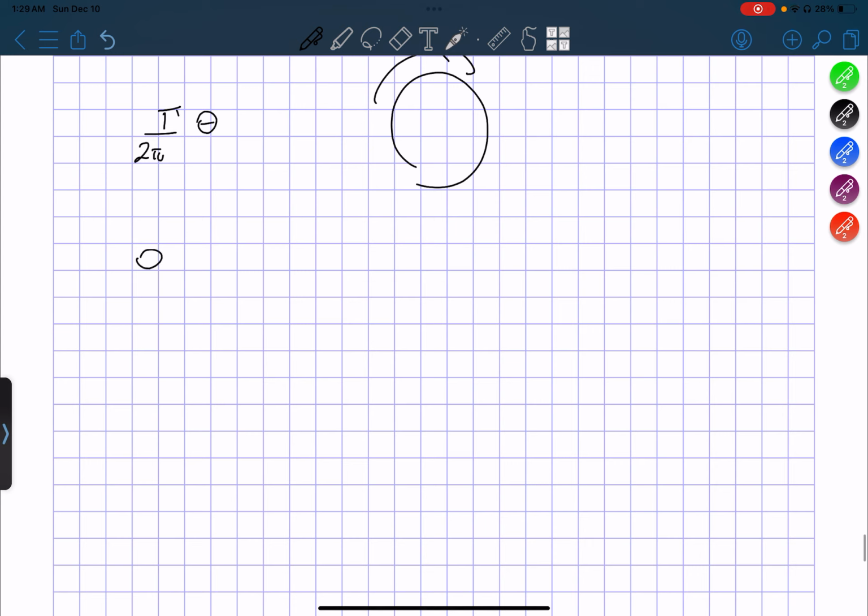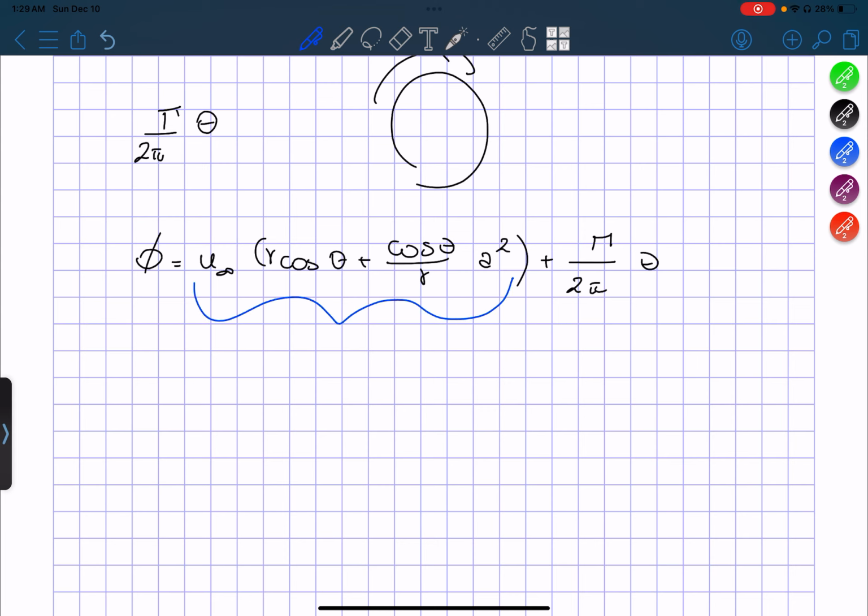Well, then we have our phi is equal to u infinity r cosine of theta plus cosine of theta divided by r times a squared, plus our vortex. We just add it linearly. So this part here is due to the doublet, and this part here is due to the vortex.